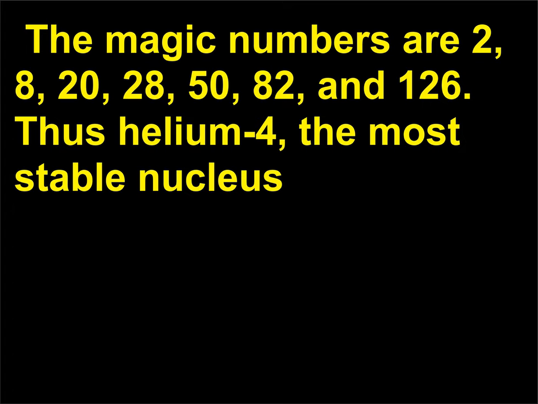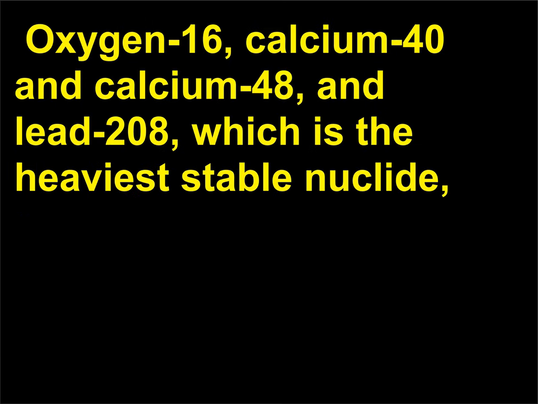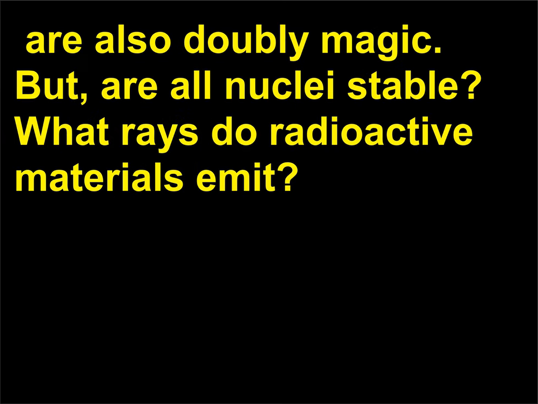Thus helium-4, the most stable nucleus, has a magic number of protons and a magic number of neutrons, and so is called doubly magic. Oxygen-16, calcium-40, calcium-48, and lead-208, which is the heaviest stable nuclide, are also doubly magic. But, are all nuclei stable? What rays do radioactive materials emit?